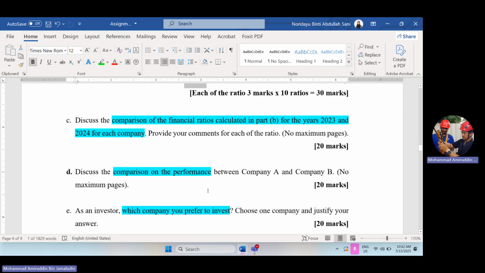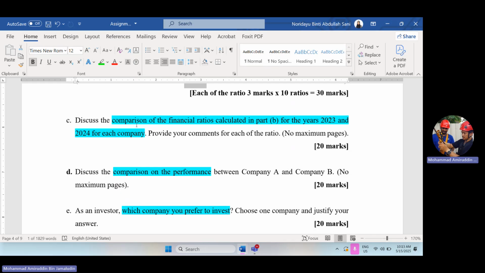Okay, then for the next one, compare the financial ratios calculated in B for year 2023 and 2024 for each company. Meaning, for company A, current ratio, year 2023, let's say 2 to 1. Year 2024, 4 to 1. Then explain, is it better?